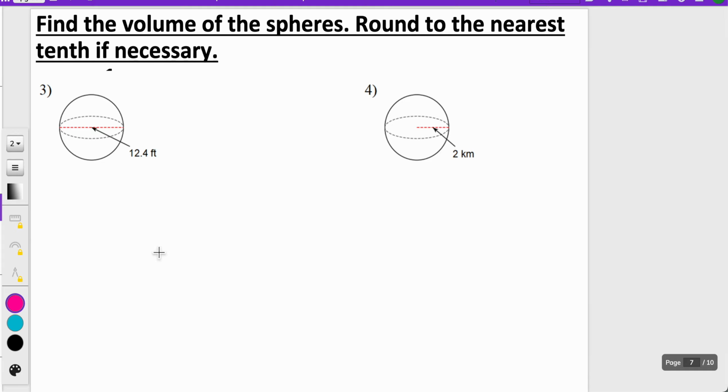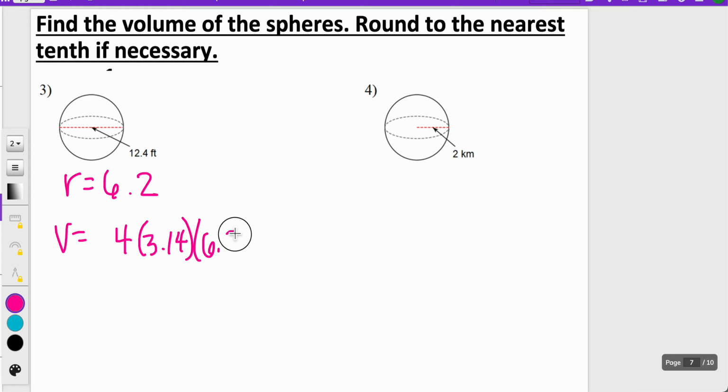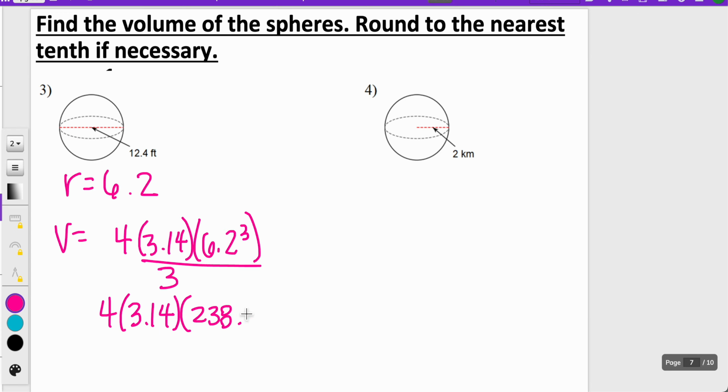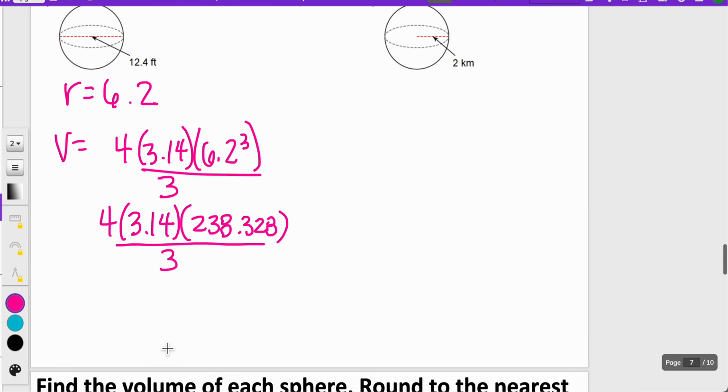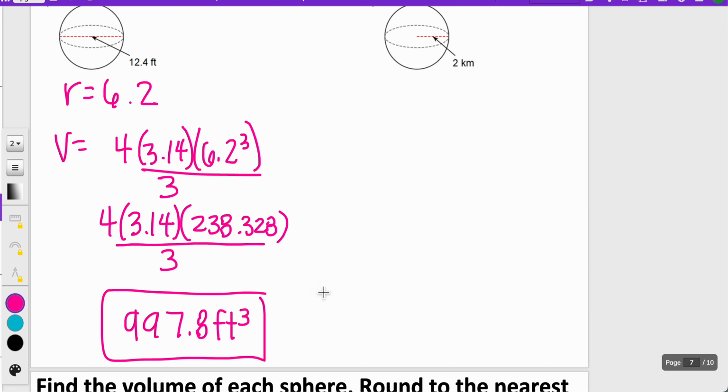All right, so we don't need our diameter, we need our radius, which would be 6.2. So I'm going to plug that into my volume formula. 4 times pi times 6.2 cubed divided by 3. 4 times pi is still going to look like that, but 6.2 cubed, I'm getting 238.328, and then we'll divide all that by 3. So typing in my top number, 4 times 3.14 times 238.328 divided by 3, we're getting 997.8 cubic feet, rounded to the nearest tenth.